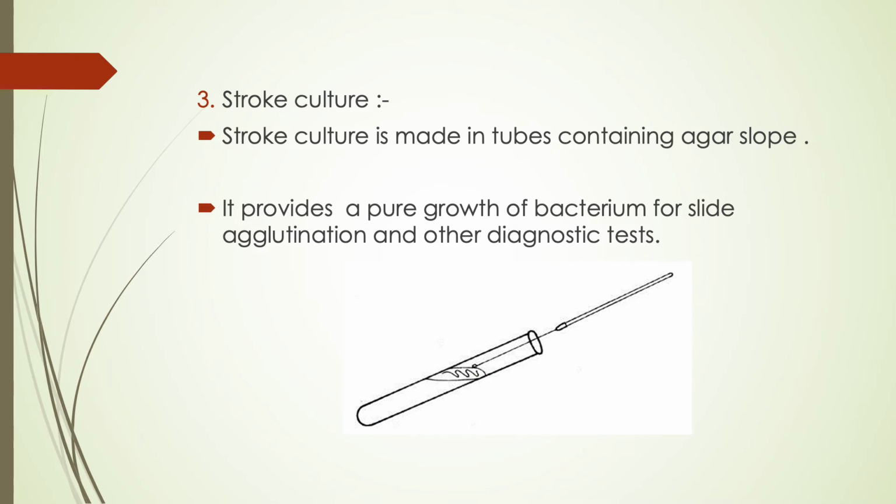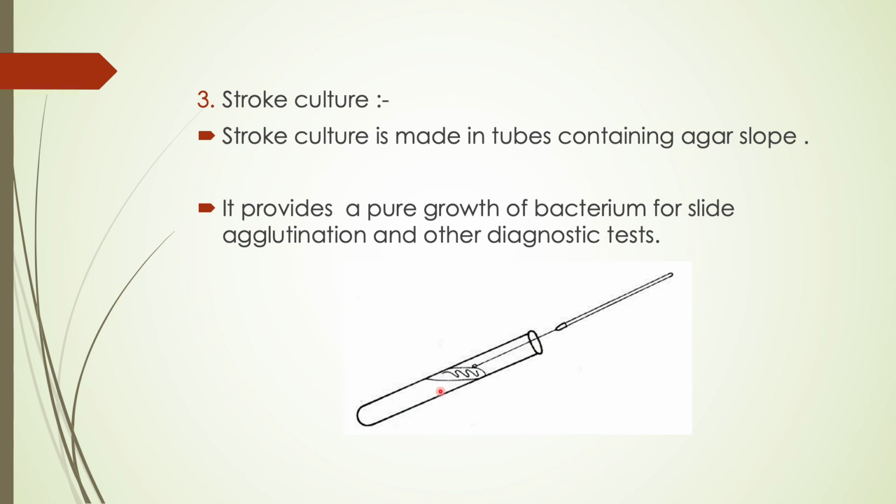So the third method is the stroke culture. What is the stroke culture actually? In this stroke culture, we streak our culture with this needle on a slope or slant, and after that we will see a pure growth of the bacterium. Sometimes they use this method.